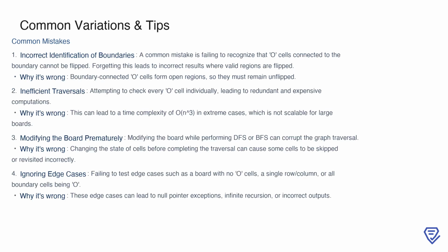In solving the surrounded regions problem, there are several common mistakes to watch out for. One major issue is the incorrect identification of boundary-connected O cells. Remember, any O cell that is connected to the boundary cannot be flipped because these cells form open regions. Flipping them would result in an incorrect solution.